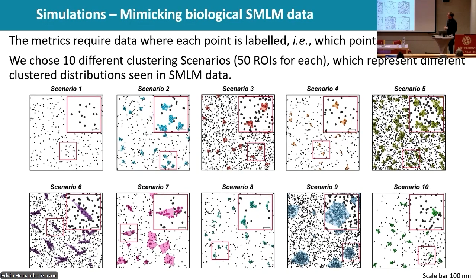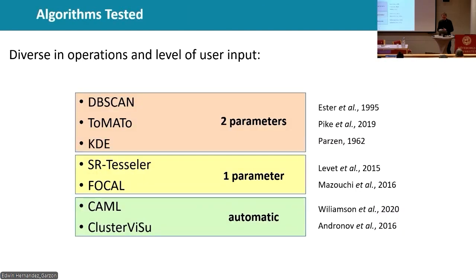After that, we define several simulations that should mimic the biological single molecule localization data that you get when you are doing an acquisition of a biological sample. So 10 different clustering scenarios, with different background to cluster ratio, different morphology of the cluster, isotropic, anisotropic, a few different simulations, 50 simulations per scenario. And then you run your analysis.